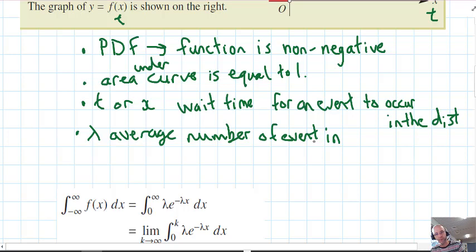So lambda is the average number of events in a given period based on whether it's x or t. And if it's t, it's time. So I'll just put time in quotes because it may not actually be time, but usually it is time period. And for example, that time period might be per hour. Not always, but.